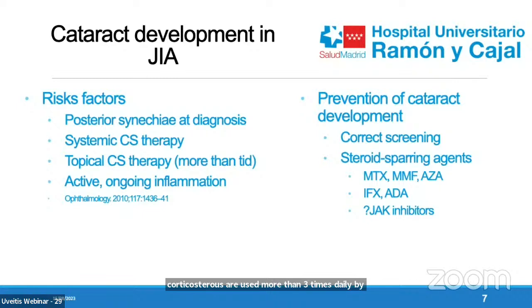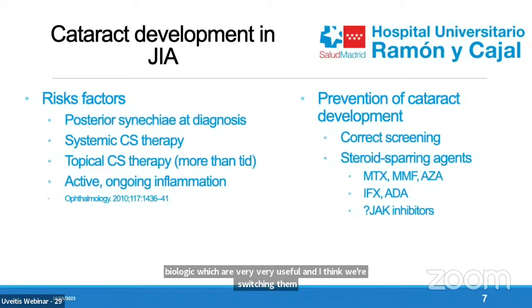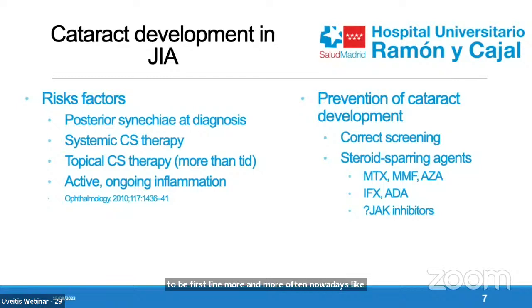So how can we lower that risk? How can we prevent cataract development? We can do that by screening correctly and screening often, especially those patients with high risk, and using steroid-sparing agents. Those can be the classical, like for example, methotrexate, azathioprine, or mycophenolate. We can go for biologics, which are very, very useful, and I think we're switching them to be first line more and more often nowadays, like infliximab and especially adalimumab.